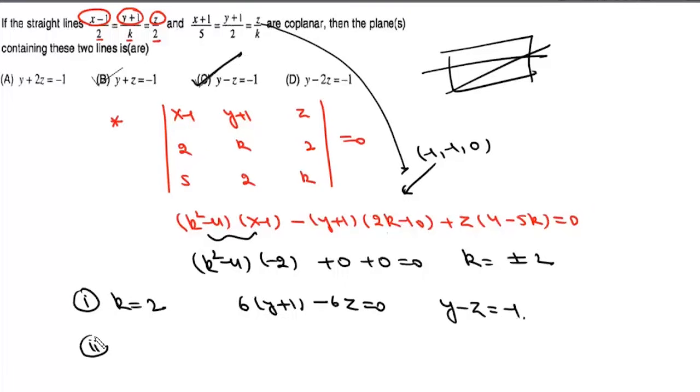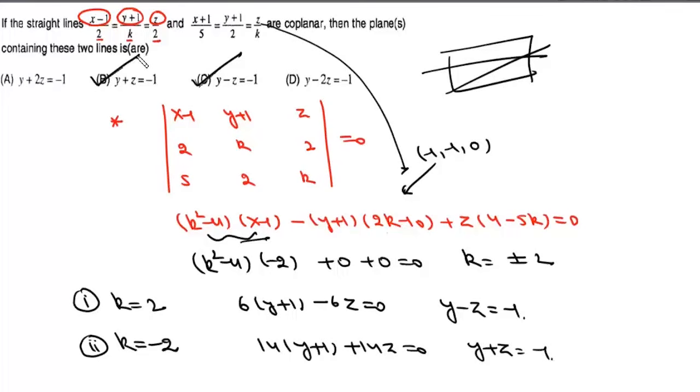And if we take k as minus 2, so again it will be 0. Now this is minus 14 plus 14, so it will be 14 into y plus 1, and here it will be 10 plus 4, 14, so 14z equals 0. So now we'll have this equation as y plus z equals minus 1, and that's your option B. The correct options are B and C.